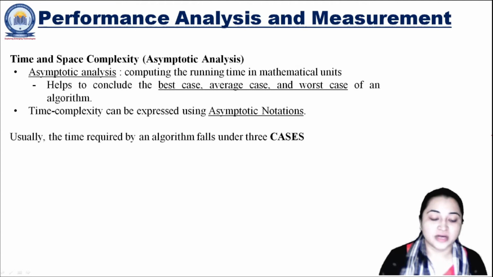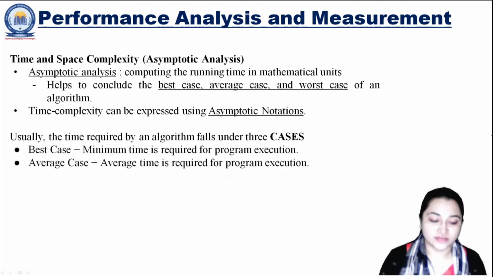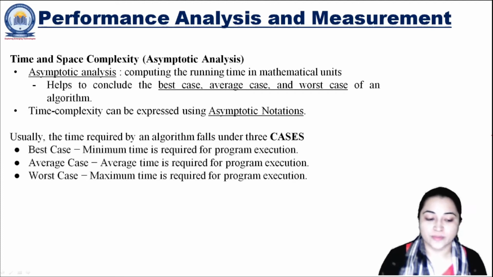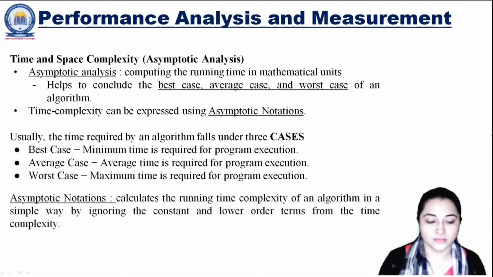Usually the time required by an algorithm falls under three cases, that is best case, average case and worst case. Best case describes the minimum time that is required for program execution. Average case means on an average how much time is required for program execution. And worst case is the maximum time that is required for program execution. So in order to analyze the algorithm, we have to find the best, average as well as worst case of an algorithm, and then we can describe all these cases using asymptotic notations.